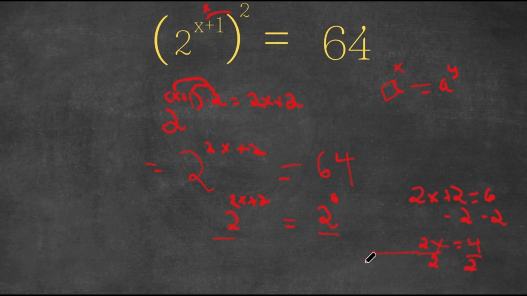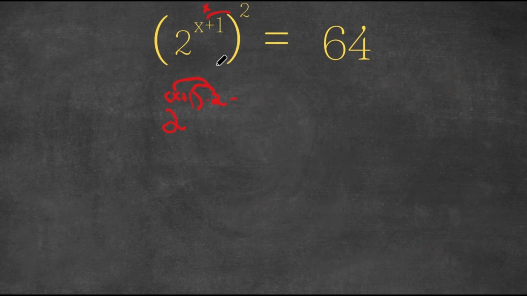Let me write this right here. We have x equals 4 divided by 2 is 2. So x equals 2, and that is our answer. And now why don't we plug this into our equation here and see if it's right. So we have 2 to the power of 2. Remember, we're replacing x with 2, so (2 to the power of x plus 1) squared equals 64.